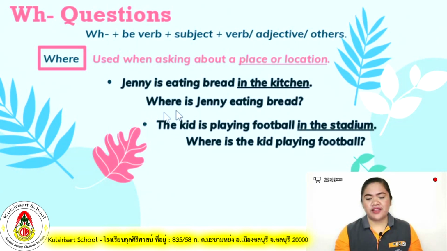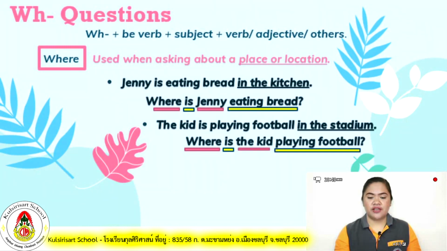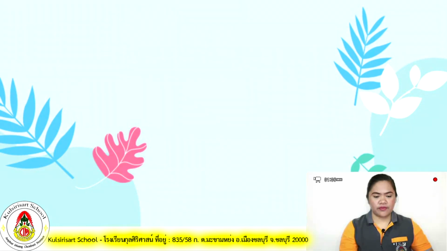Remember, where is Jenny eating bread? The answer is, Jenny is eating bread in the kitchen. And when you ask, where is the kid playing football? The answer is, the kid is playing football in the stadium. Again, in the stadium. That is the place. Next. We have WH, the be verb, the subject, and the verb.